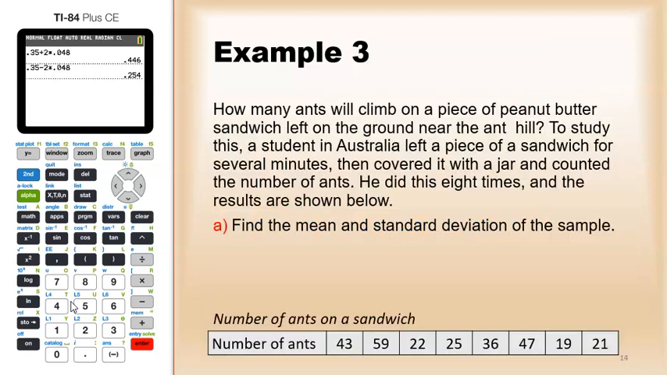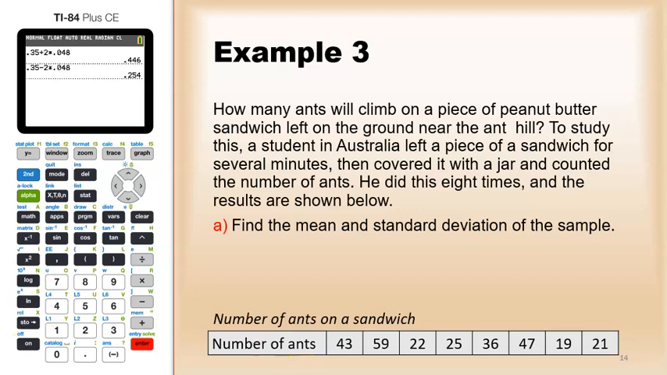All right, let's try one more. How many ants will climb on a piece of peanut butter sandwich left on the ground near an ant hill? That's one of the important questions to ask these days. To study this, a student in Australia left a piece of sandwich for several minutes, then covered it with a jar and counted the number of ants. He did this 8 times, and you see the results below, where the number of ants on a sandwich ranged from 43, 59, 22, 25, 36, 47, 19, and 21. All right, so let's figure out the mean and standard deviation and go from there.